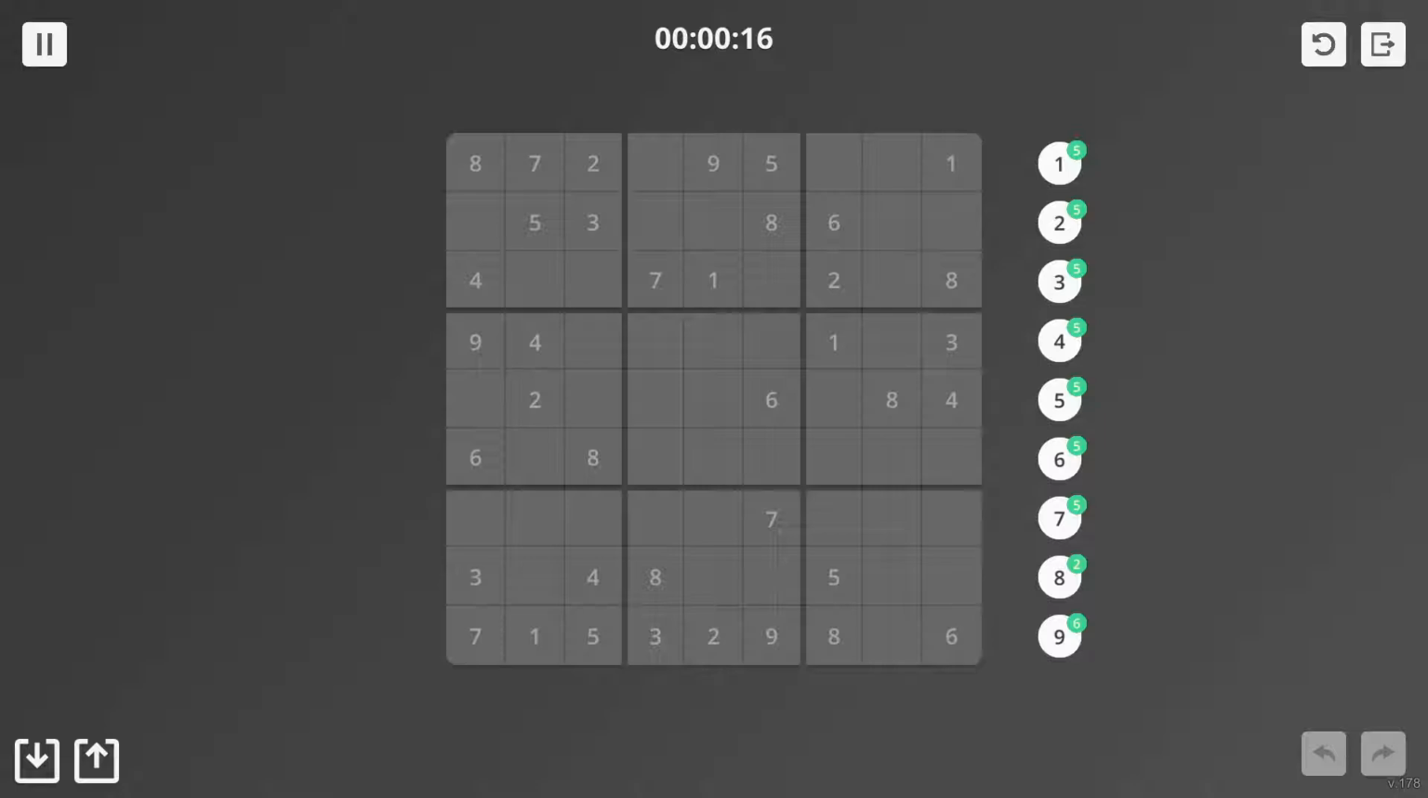Each of the 81 cells is filled with numbers from 1 to 9. Every row and column must contain the numbers 1 to 9, but they must not repeat. The same condition applies to each subgrid as well. That's it. So let's examine a puzzle from the game Sudoku universe.